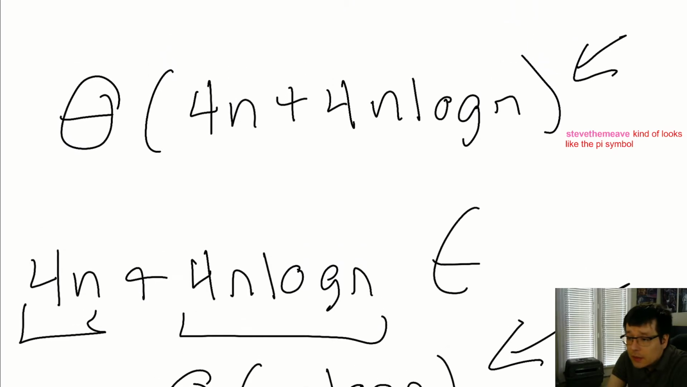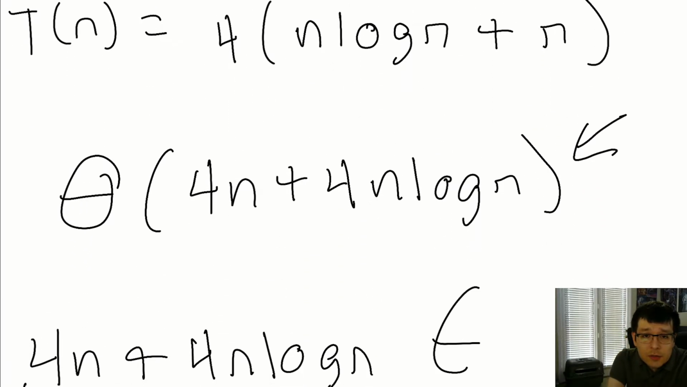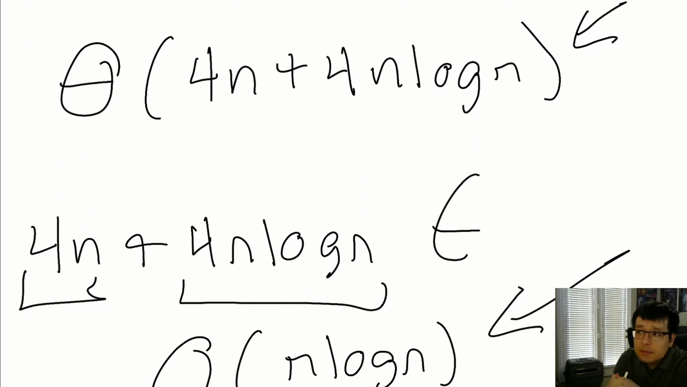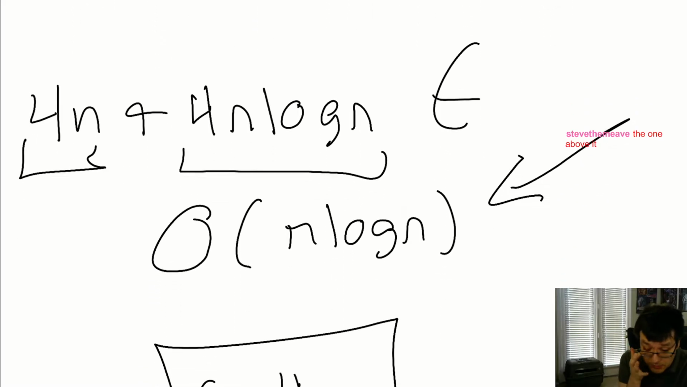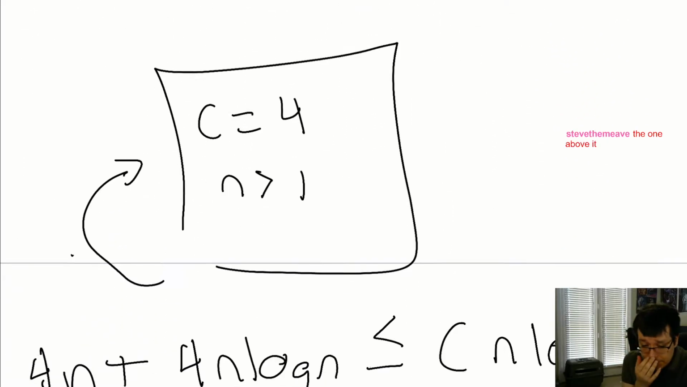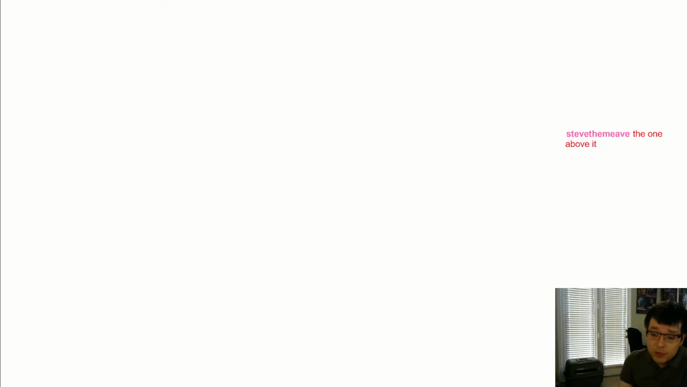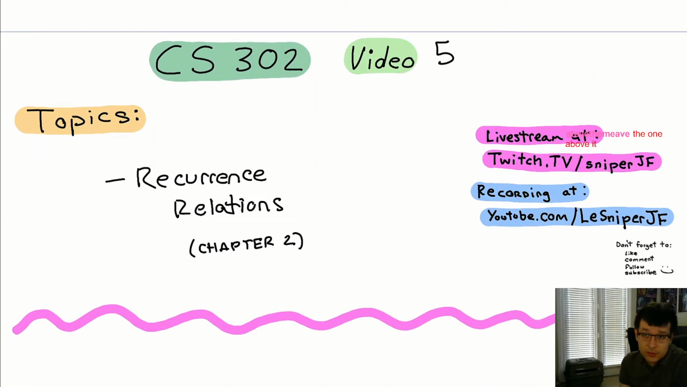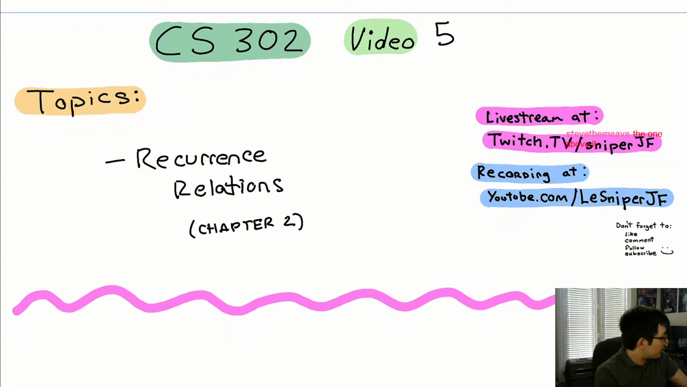Which pi symbol? This one? Well, it's theta. So the circle with the dash is a theta. Make sure that y'all remember that. Theta, omega, and big O. Okay? So that's pretty much what we spent an hour last class doing, almost.